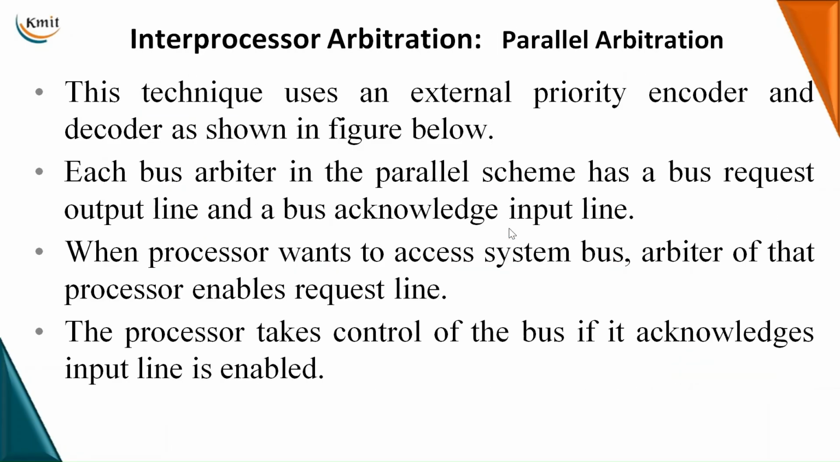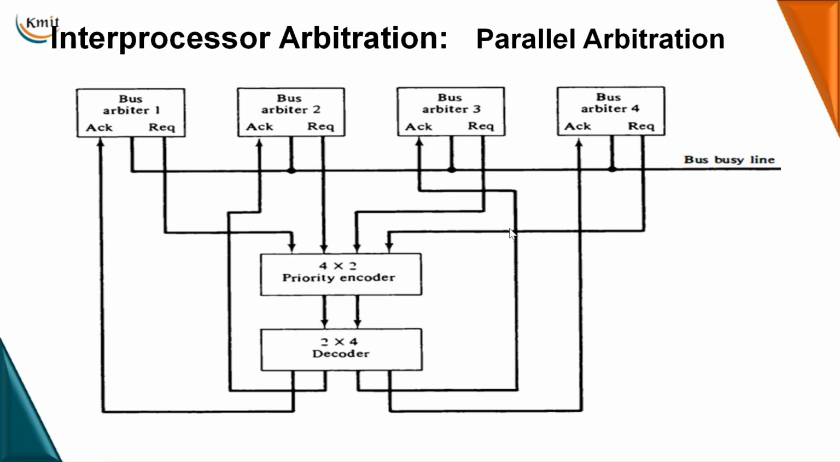So we go for the next type of arbitration technique, which is static arbitration, the parallel arbitration technique. In this technique, it uses an external priority encoder and a decoder. This is a parallel arbitration technique which contains bus arbiters 1, 2, 3, and 4. Each bus arbiter in the parallel scheme has a request line and an acknowledgement line.